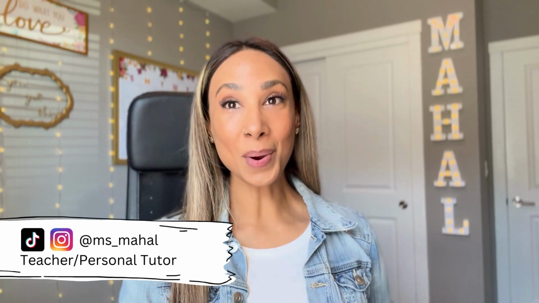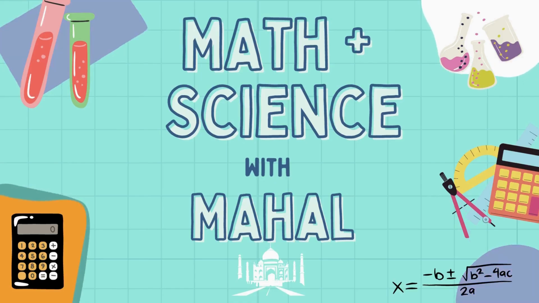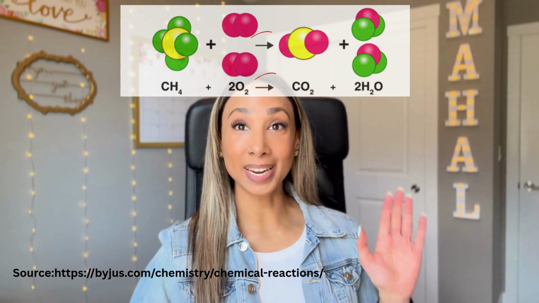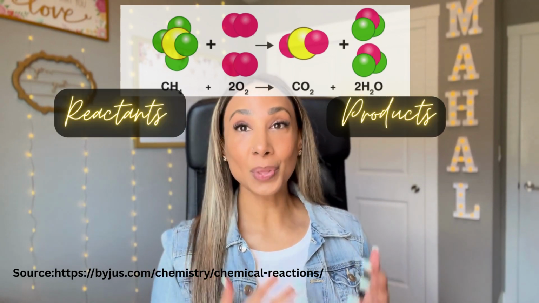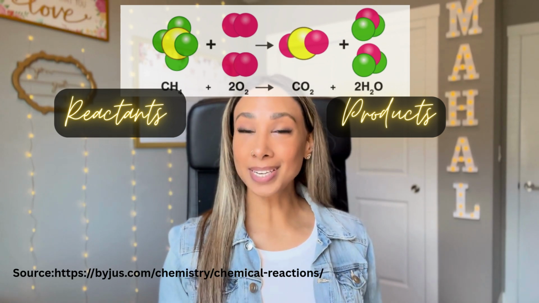In this video, I'm going to go over how to balance chemical equations. All right, just a few things I want you to remember. That arrow is going to be dividing up the reactants and the products, okay? So the reactants are the things that go into the chemical reaction, and the products are what we get out of.